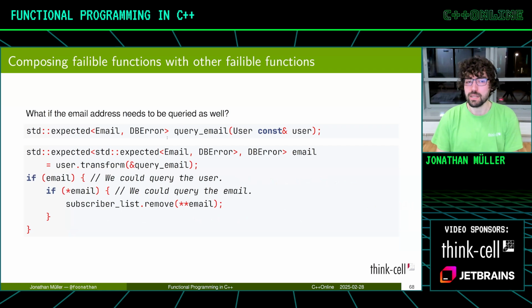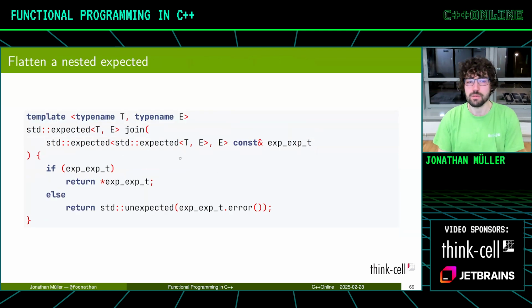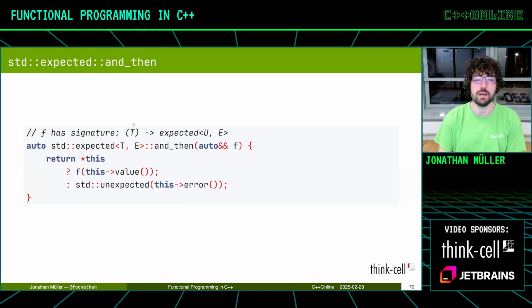Now, what if querying the email could also fail? Well, then if we use transform, we end up with an expected of an expected, just like we did with optional. And then just like with optional, we need two ifs because we have two things. And just like with optional, we could write join, which flattens an expected of an expected and returns a single expected, merging the two errors together. Crucially, this E and this E have to be the same, otherwise we can't merge it. Otherwise we would lose some information. And again, just like with optional, we also have and then, which doesn't do the wrapping because the function is expected, no pun intended, to already return an expected.